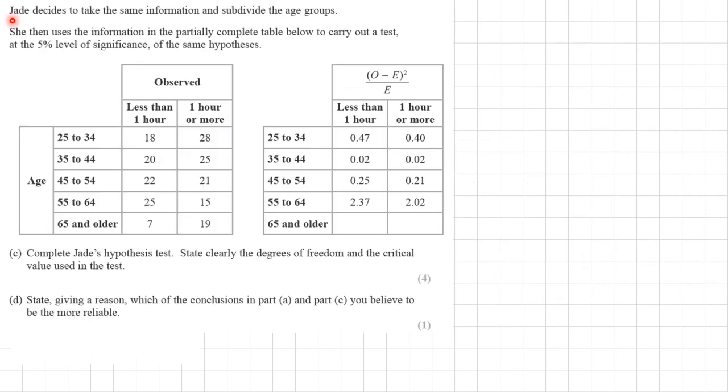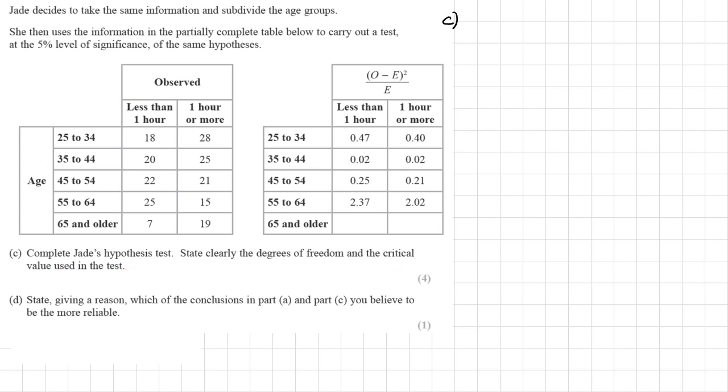Part C. J decides to take the same information and subdivide the age groups. She then uses the information in the partially complete table below to carry out a test at the 5% level of significance of the same hypothesis. So we've got some calculations that have been done here for our test statistic. Over here you can see we've now got 1, 2, 3, 4, 5 age groups when before we just had 2. Complete J's hypothesis test. State clearly the degrees of freedom and the critical value used in the test.